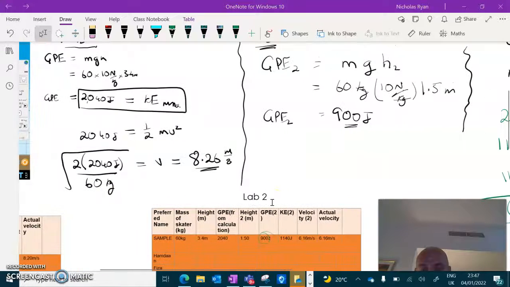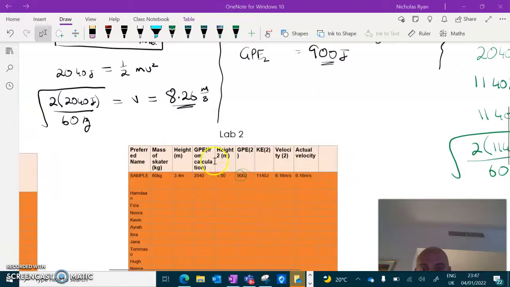So again, just to recap, all you're going to be doing is changing the second height, calculating her second gravitational potential energy, leave the first one alone, figure out what's left over in the form of kinetic energy, and then use that to predict her velocity. And then of course just double check using the actual simulator to see what the actual velocity is. Okay, hopefully that makes sense. Let me know if you have any questions.